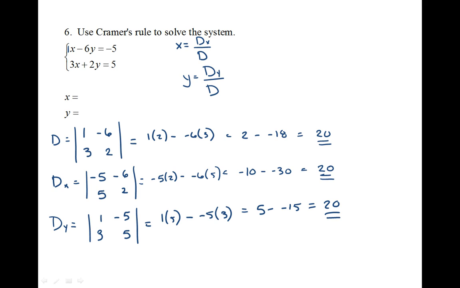Okay, so x is going to equal D sub x, which is 20, over D, which is 20, which equals 1. And y equals D subscript y, which is 20, over D, which is 20, which also equals 1. So x equals 1 and y equals 1 in this example. And I believe this was the only example I gave you of this. Okay? So that's the end of the slideshow.